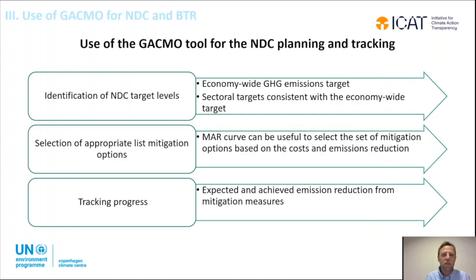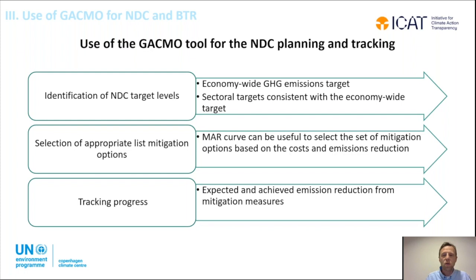So to finalize my presentation, I will briefly come back to how the tool can be useful in the context of NDC planning, NDC tracking, and BTR preparation. I hope that with the previous slides that I have explained, it is clear now that the GACMO tool can be used by a user to build a business as usual and mitigation scenario towards a future year, by projecting GHG emissions towards a future year. So in this sense, the GACMO tool can be used in the context of an NDC update, NDC preparation, to establish GHG emission targets. And this can be done at the national level, as an economy-wide GHG emission target, but also at the sectorial level as a sectorial GHG emission target.